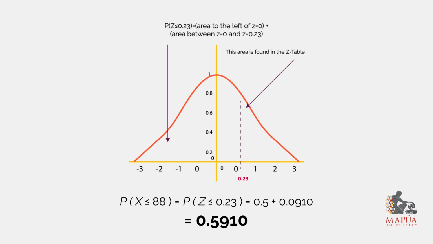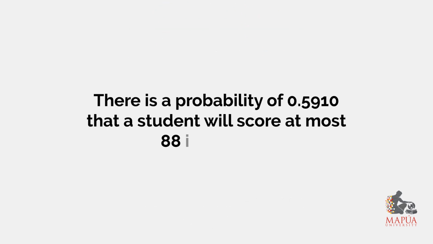0.5190. In other words, there is a probability of 51.9% that a randomly selected student will have a score of 88 or less.